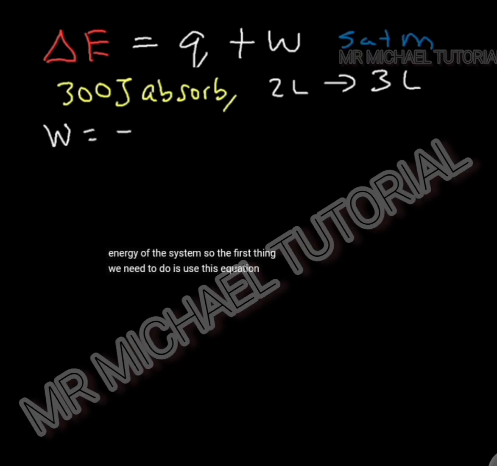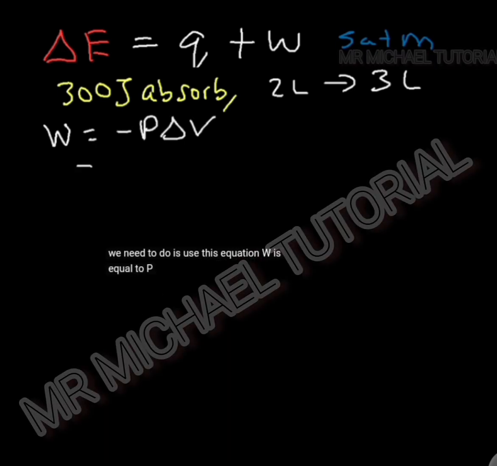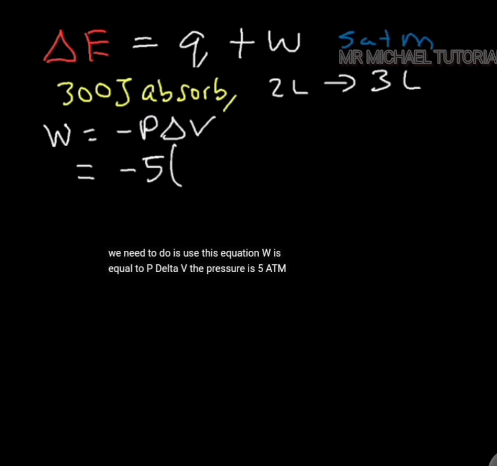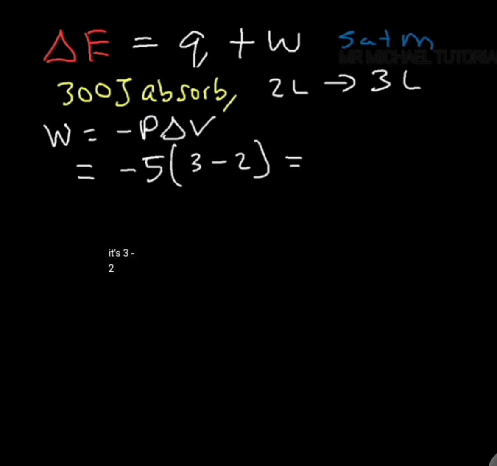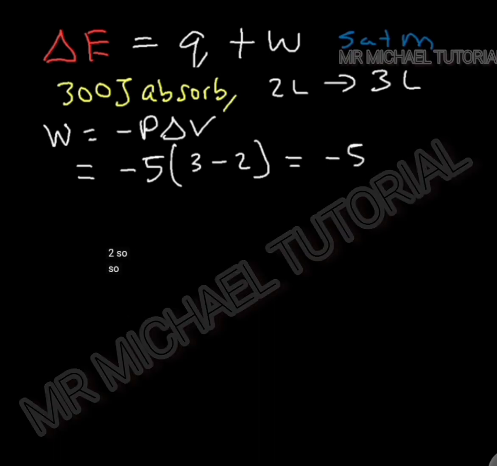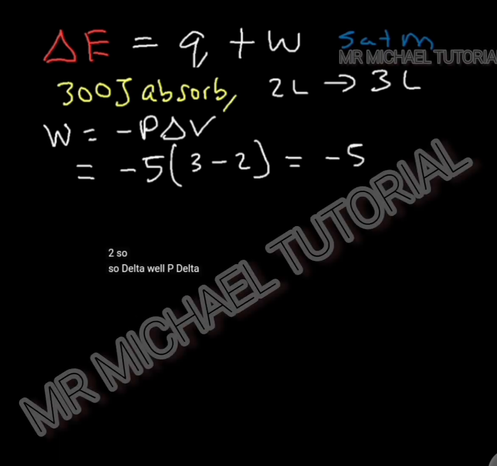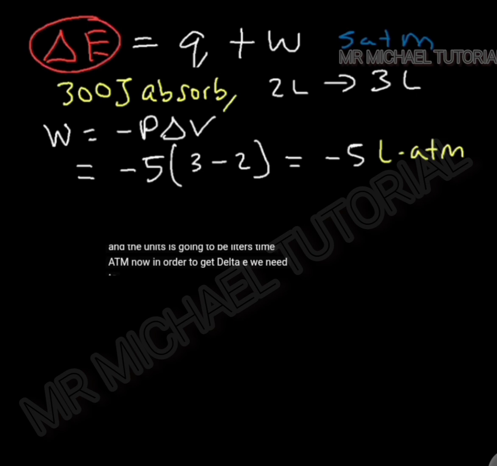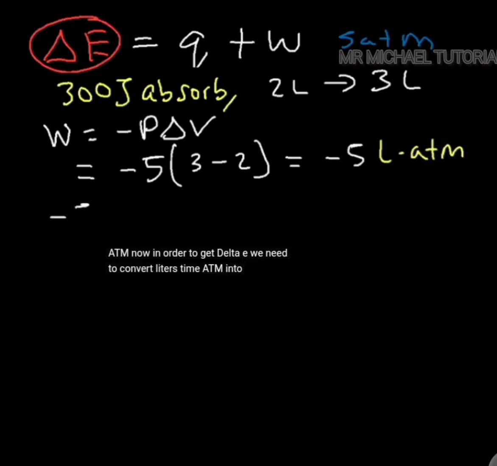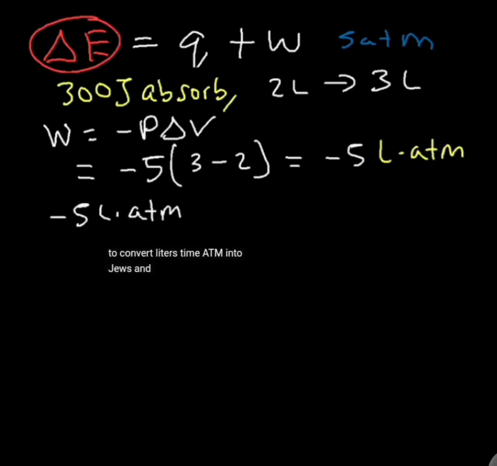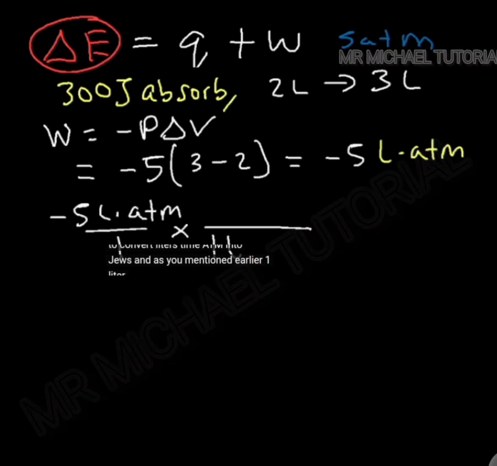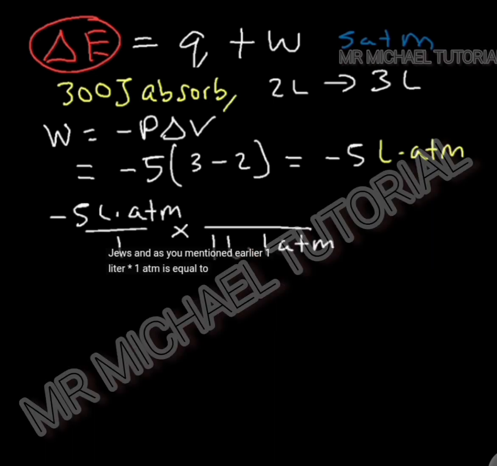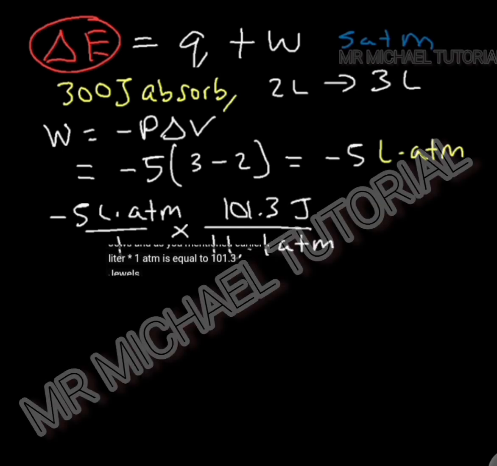So the first thing we need to do is use this equation. W is equal to negative P delta V. The pressure is 5 atm. The change in volume, final minus initial, is 3 minus 2. So P delta V is going to be negative 5, and the units are going to be liters times atm. Now, in order to get delta E, we need to convert liters times atm into joules. And as we mentioned earlier, 1 liter times 1 atm is equal to 101.3 joules.